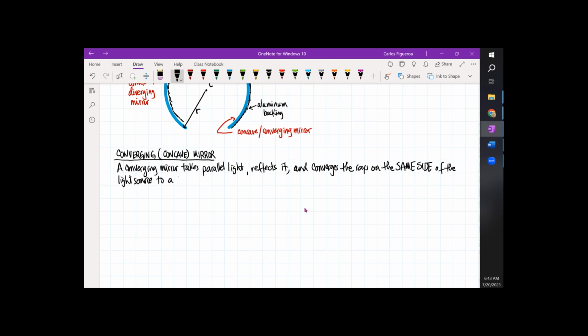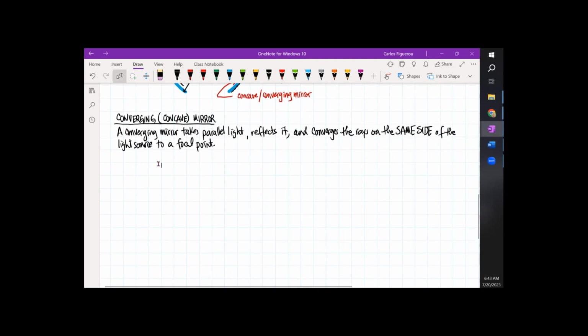To a focal point. So let me put in this little piece here. And again, I will modify this thing. So now what I'm going to do here is draw my central optic axis. So I could imagine that I have my central axis that goes something like this.